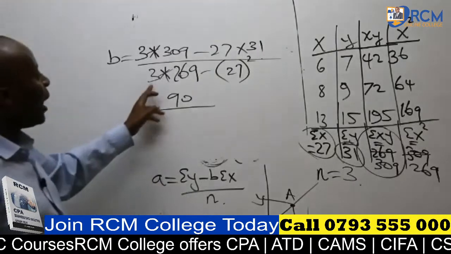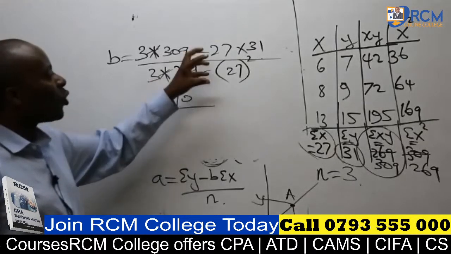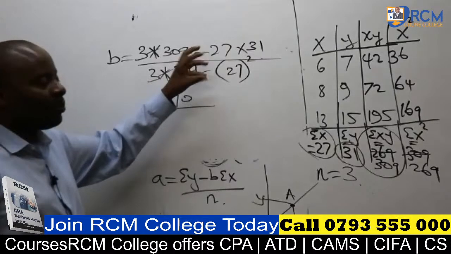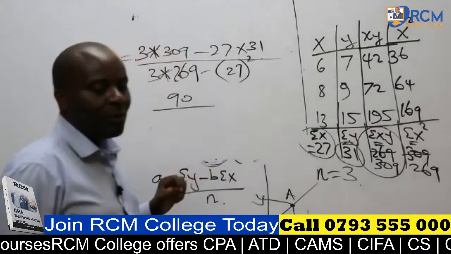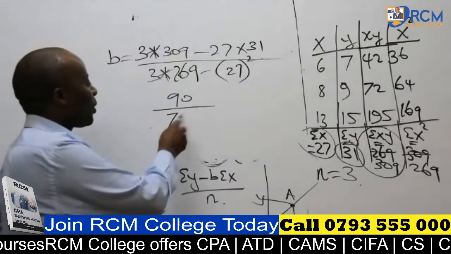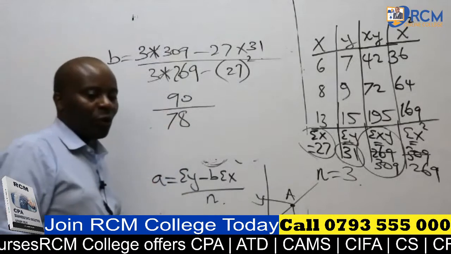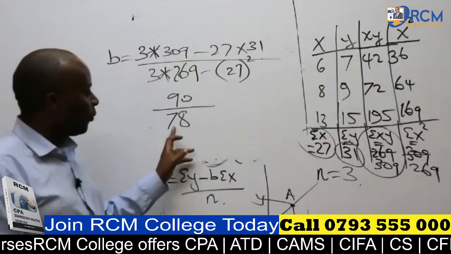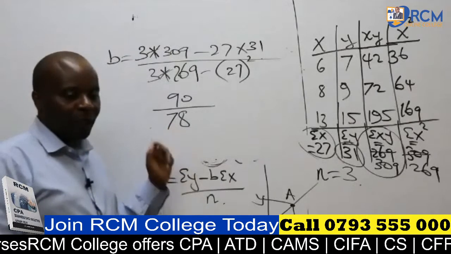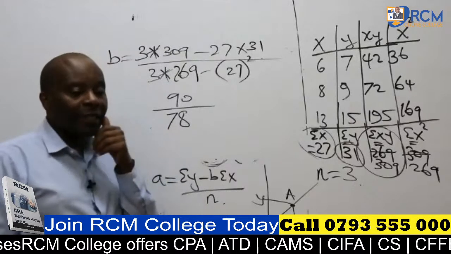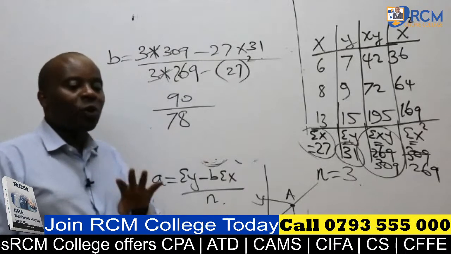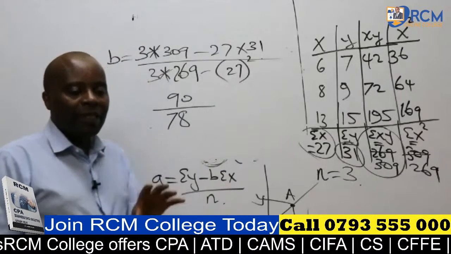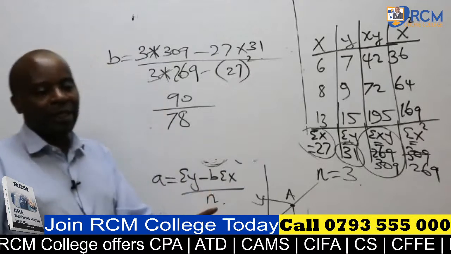The denominator is 3 times 269 minus open brackets 27 squared. 27 squared, according to Fatma, gives me 78. Of course, I would want this corroborated. I would want another student in this case to confirm whether this 78 is correct. Sharon Gaetano, very good. Collins has also confirmed the 78. Maureen has also confirmed the 78.